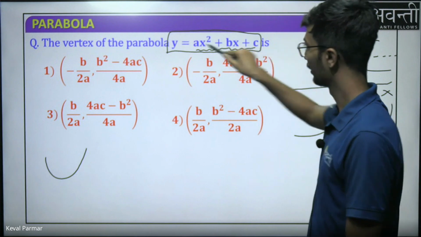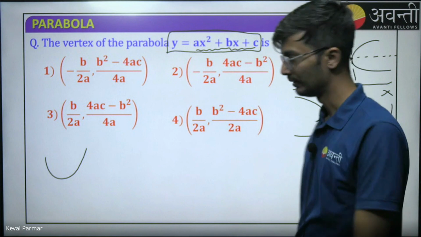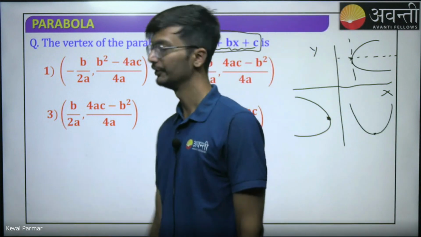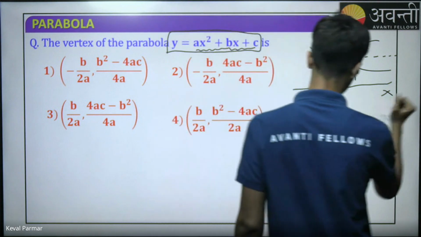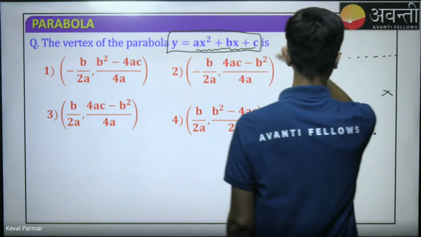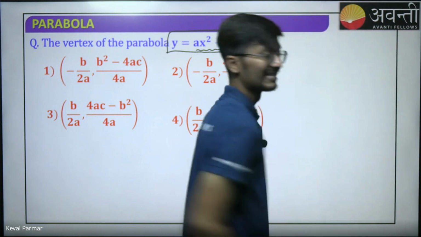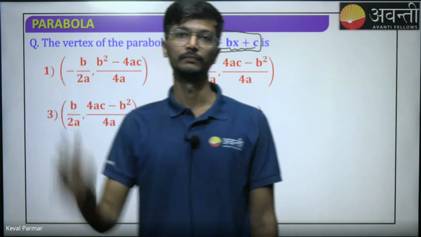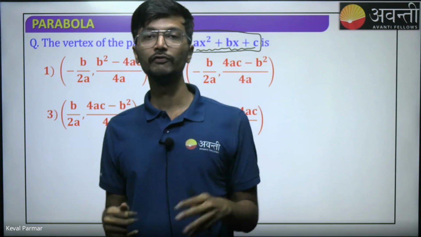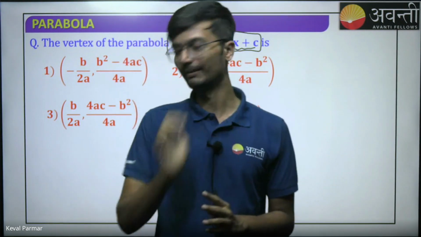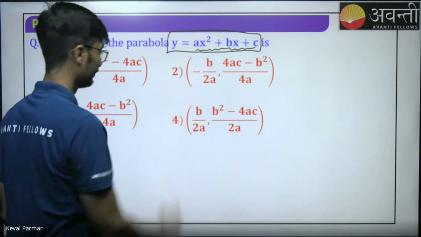You can see this is a quadratic equation, ax square plus bx plus c. So its graph will be of the form U. So how to get the vertex of such parabolas? To get the vertex of such parabolas, we convert the parabola into standard form, like one of the four forms. And how do we convert it in one of the four forms? We use the completing square method. I hope you know the completing square method. So let's use the completing square method here.